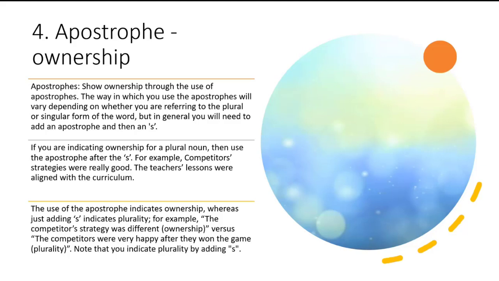The other thing to note about the apostrophe, the use of the apostrophe indicates ownership, whereas just adding S indicates plurality. Now, sometimes students just add S to indicate belonging, but if you're indicating belonging, there has to be an apostrophe. And if you're indicating plurality, you just add an S without the apostrophe. There's been instances where the students added an apostrophe S to mean many. If you want to indicate plurality, so many, just add an S without the apostrophe. Okay.